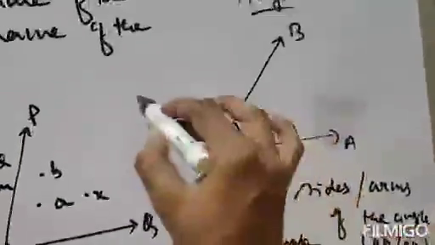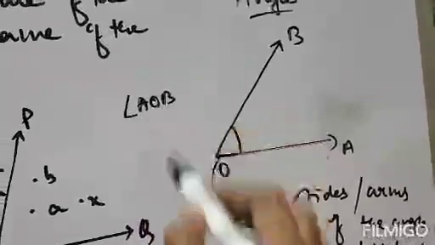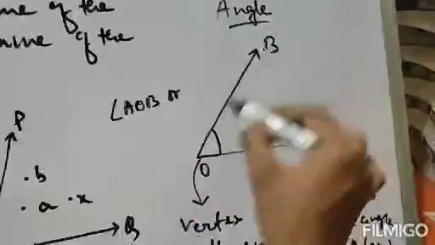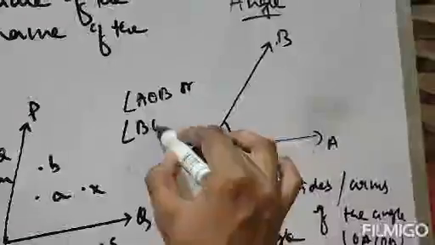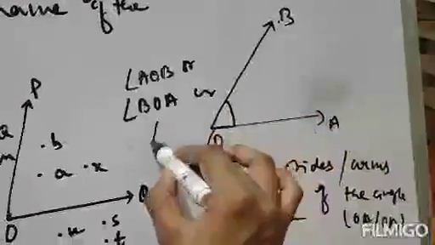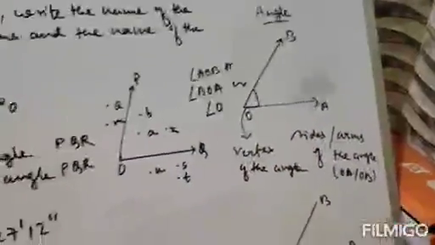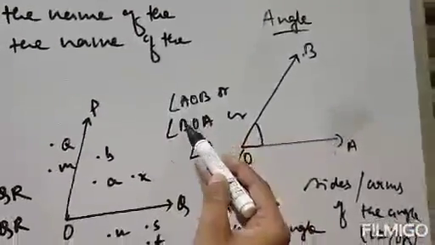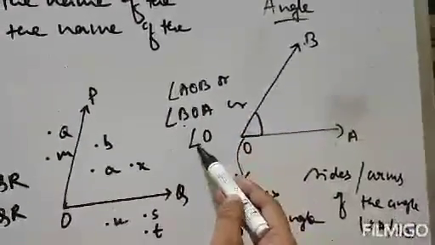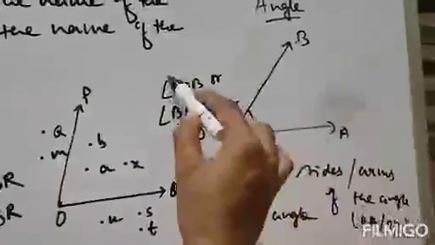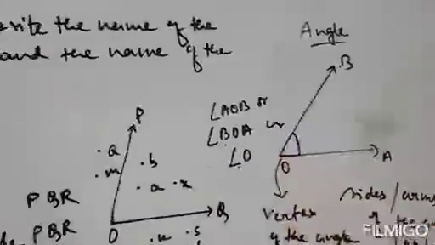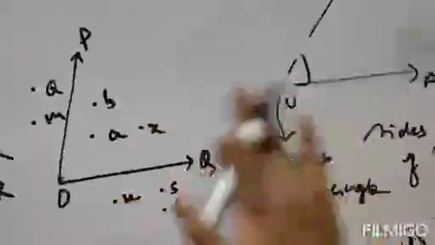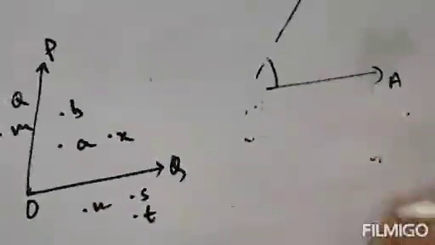That means you can write the angle as AOB, or you can also write BOA, or simply you can write it as angle O. In three formats you can write: angle AOB, angle BOA, or simply angle O. Clear? This sign is the angle sign. So that is all about the basic concept of how an angle is formed.